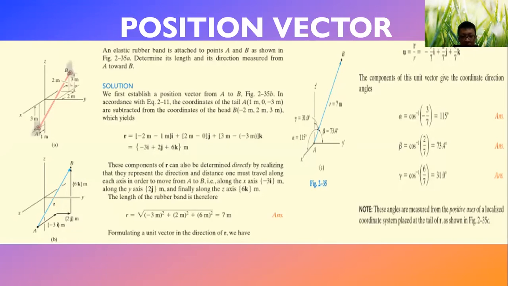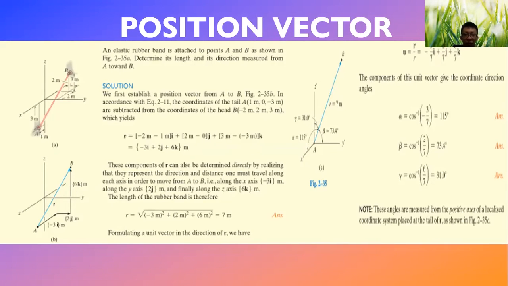So at this point there are coordinates, and we can know that the coordinates of A are 1 unit to x, 0 unit to y, negative 3 unit to z. Then for B, it is negative 2 unit to x, 2 unit to y, 3 unit to z. So we need to find the distance between the 2 points. So we introduce an r, which is the distance between the 2 points A and B.